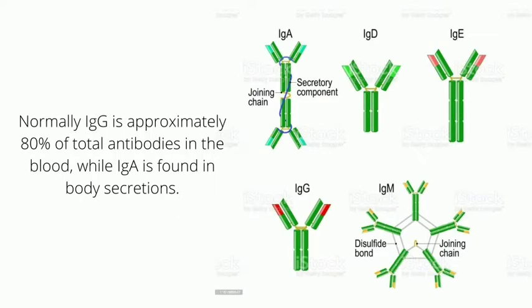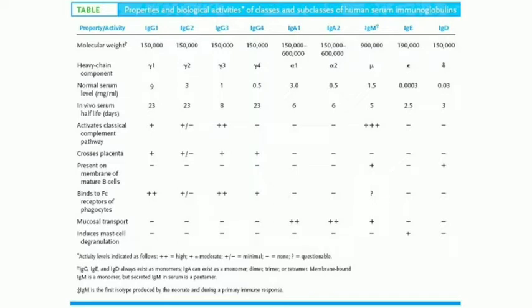Normally, IgG is approximately 80% of total antibodies in the blood, while IgA is found in body secretions. IgM is usually pentameric with a joining chain, IgA dimeric with a secretory component, and other 3 are monomeric. Based on minor structural variations in the heavy chains, IgG and IgA have subtypes too. Many more differences among these 5 isotypes are shown here on your screen.